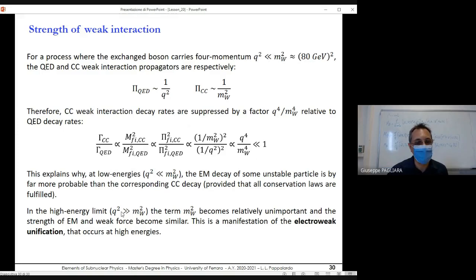What about the opposite regime? When Q square is now much larger than M_W squared. So suppose we have a very high energy process. In this case, we can neglect the mass of the W. We are in the opposite regime now, extremely high energy. So the W mass term is now irrelevant. And now the two propagators essentially become the same, 1 over Q square in both cases. And this is indeed the manifestation of the electroweak unification that we will study at the end of the course, where electromagnetic and weak interaction merge into a single unified electroweak interaction, with the same kind of coupling and the same kind of propagator.